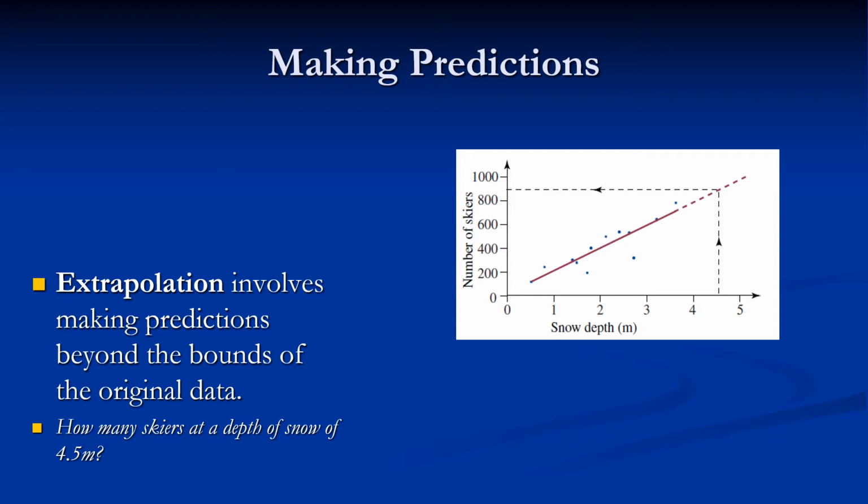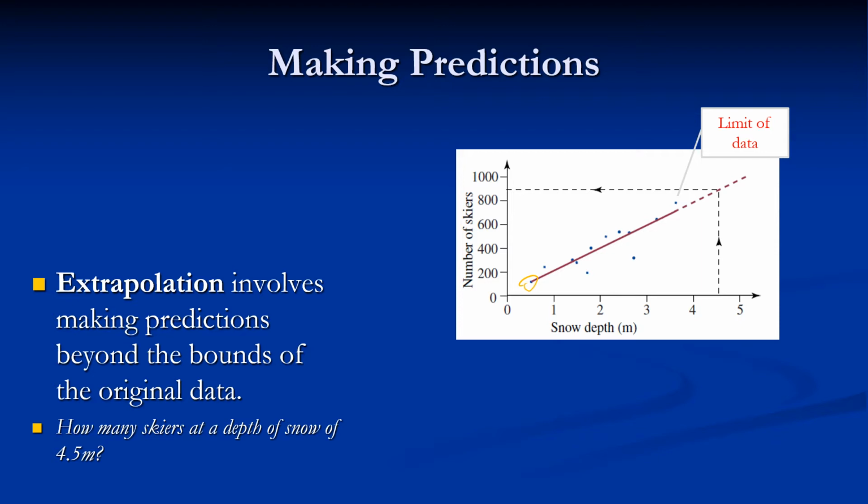And the first skill I want to talk to you about is called extrapolation. Extrapolation involves making predictions beyond the bounds of the original data. So that's the extra, or the outside bound, and here's the inside bound down here. If you make predictions well beyond the bounds of the data, we're going to run into problems. A question that would ask you to extrapolate would be, for example, how many skiers at a depth of 4.5 meters.